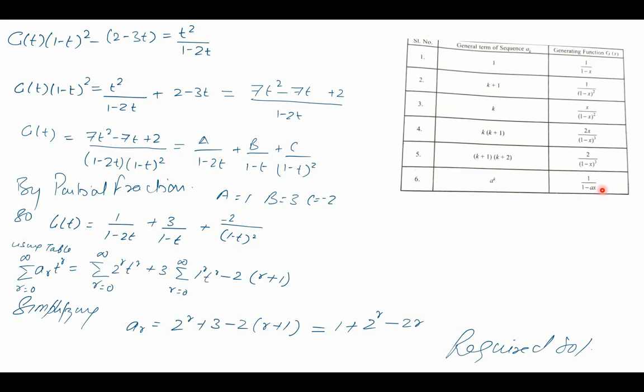Once again, what I'll do is I'll use this table. 1 minus 2t gives me 2 to the power r, t to the power r. 1 minus t gives me 1 and (1 minus t) whole square gives me r plus 1. Simplify it. So you get this expression: 1 plus 2 to the power r minus 2r, which is the required solution. Now I suggest you solve as many questions as possible, because this takes a lot of practice. Once you practice, I am sure you will be able to solve the recurrence relations with the help of generating functions very easily. Till the next time, thank you.